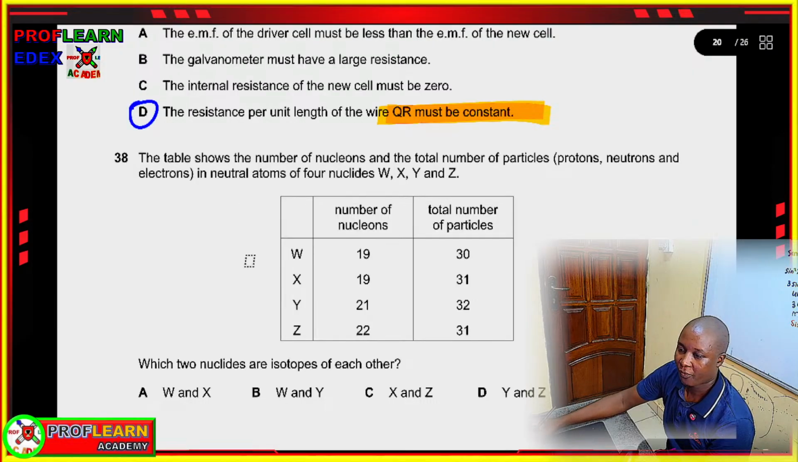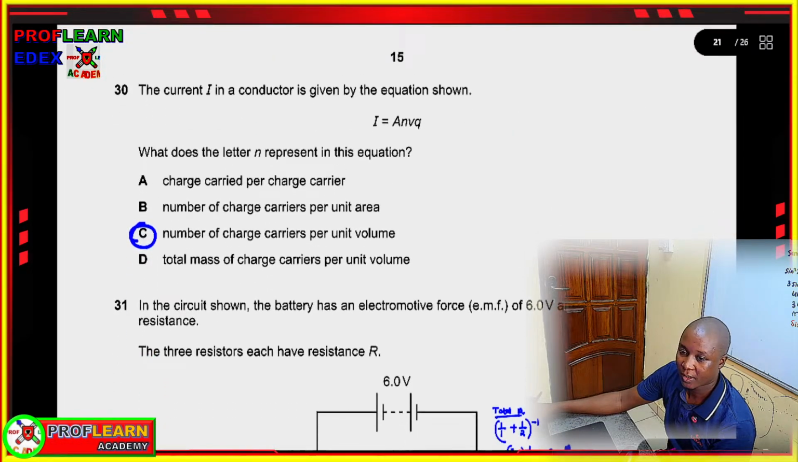The table shows a number of nucleons, so we shall have another tutorial for that.